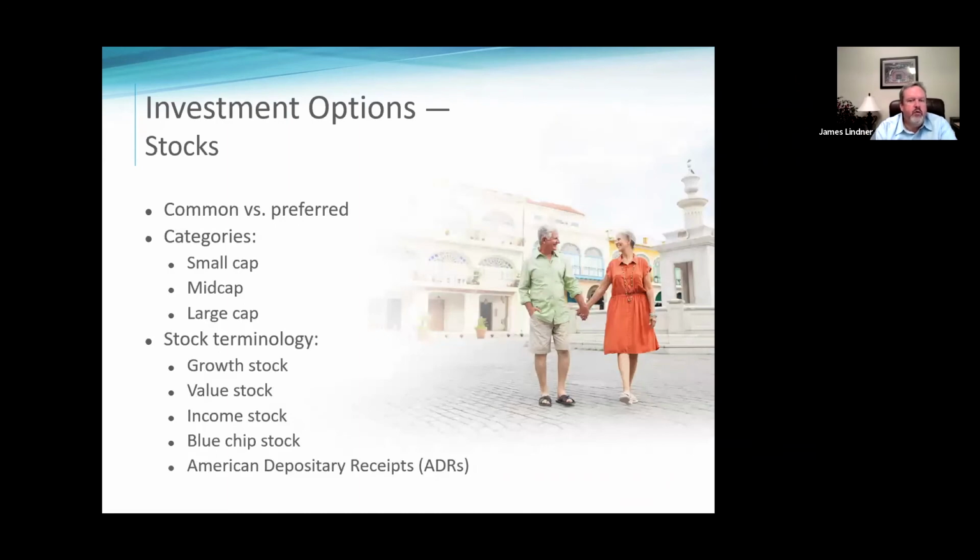Some general types: common versus preferred. Several of the things, when you deal with stocks and bonds, if the company was to default or go bankrupt, bonds get paid back before stocks. Preferred gets paid back before common. There's a number of ways that they categorize each of these internally. So there's a lot of shades of gray many times out there of what you're looking at.